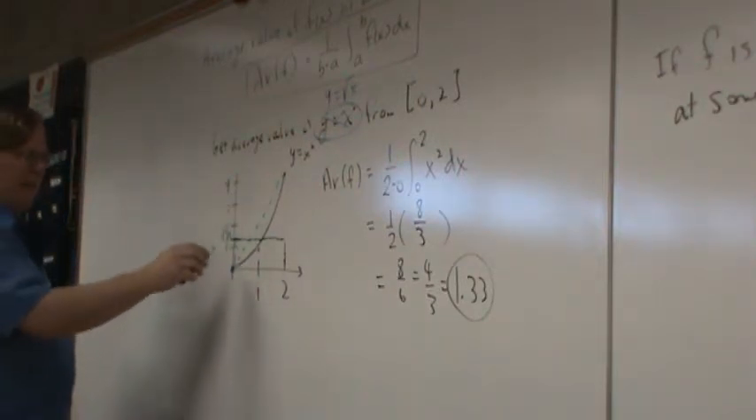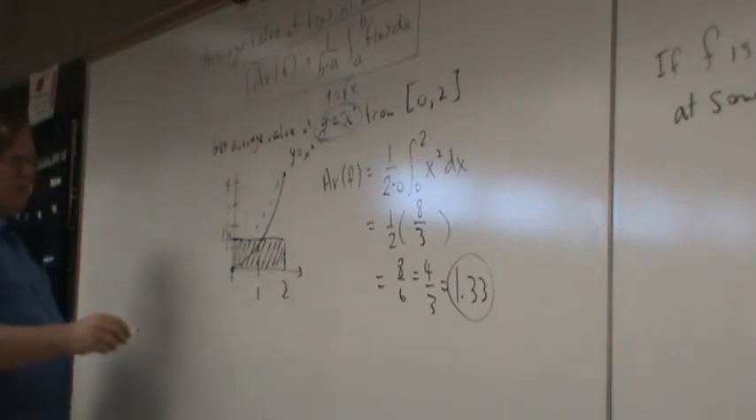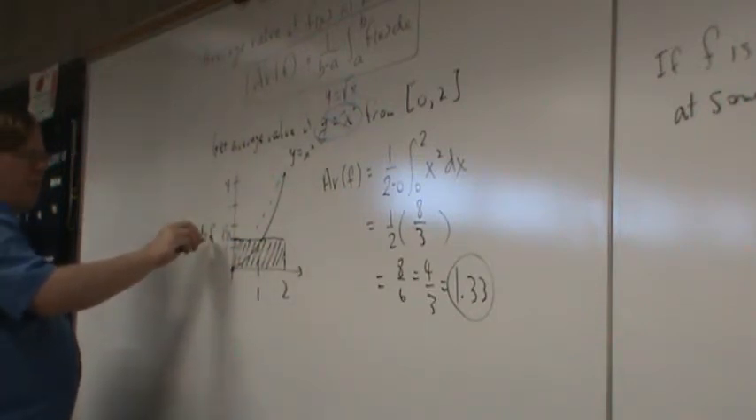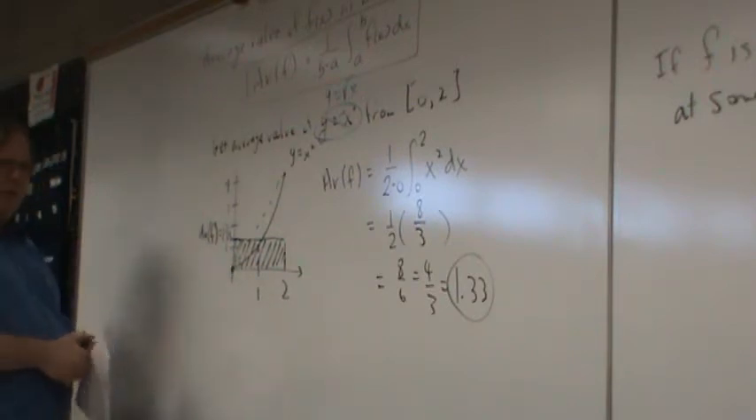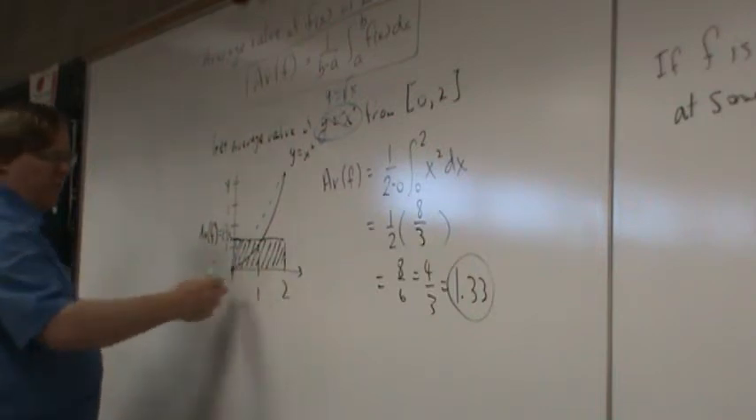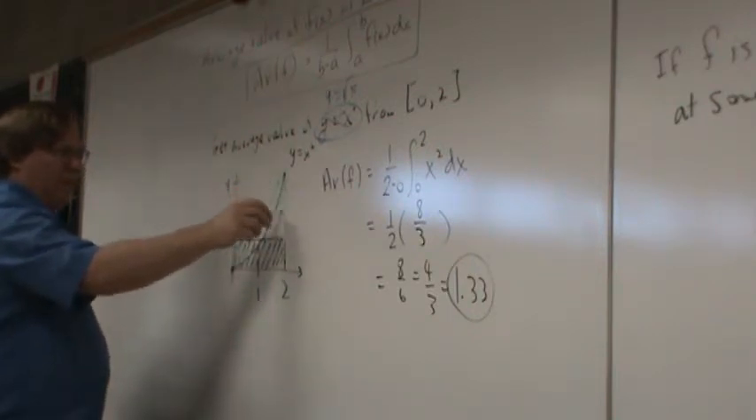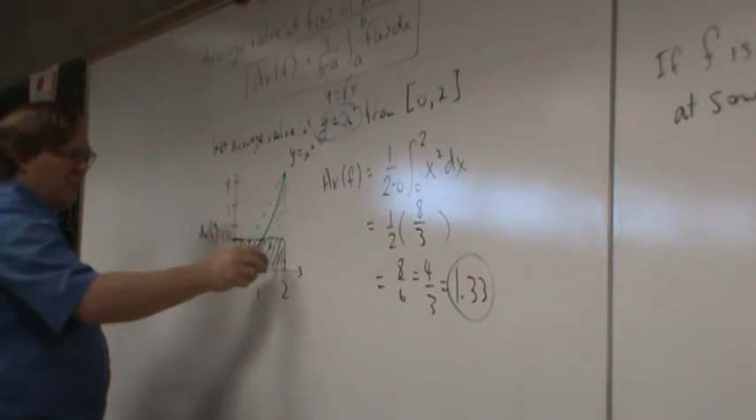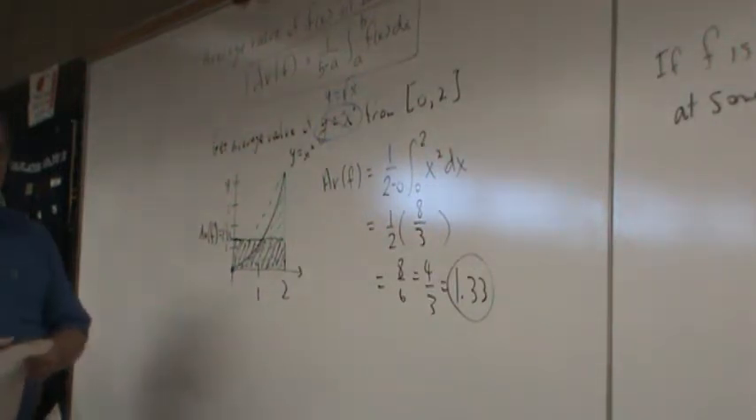What that's saying is the area of this rectangle, where the height is the average value of the function, and the width is the interval from 0 to 2, I mean the width is 2 in this case, is equal to this area. This black area is equal to the green area, and that's what defines the average value of a function.